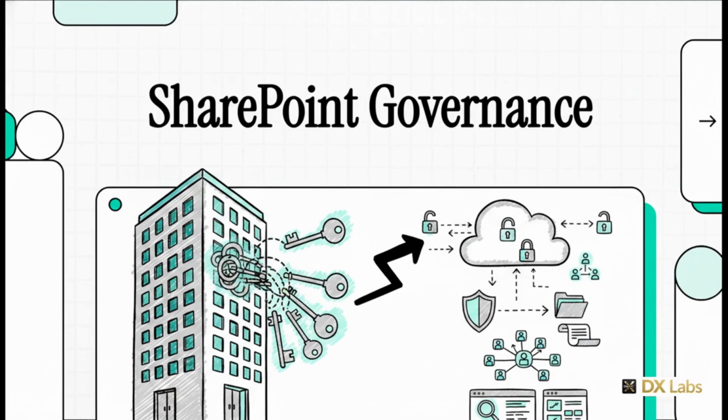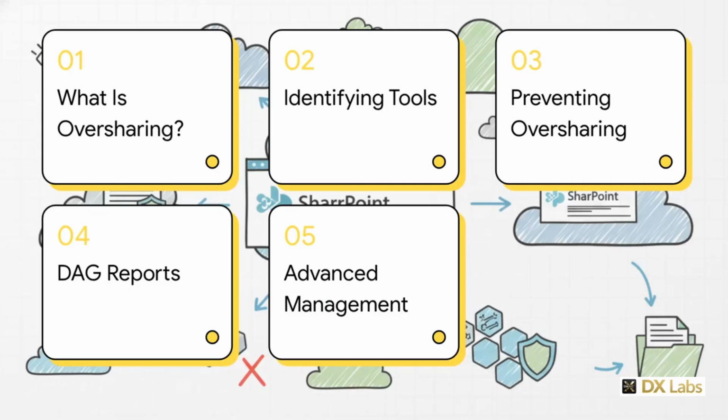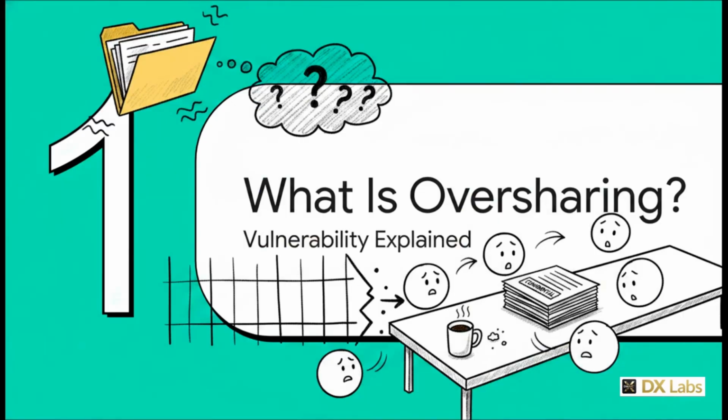So in this explainer, we're going to master this exact challenge by exploring how to manage data access governance and completely secure your Microsoft 365 environment. To get our Data Access Governance Toolkit totally ready for the AB 900 exam, we're going to walk through 5 logical steps. We'll define what oversharing actually is, identify the tools to spot it, implement best practices to prevent it, dive into data access governance reports, and finally, look at advanced management features. Let's jump right in. Section 1.